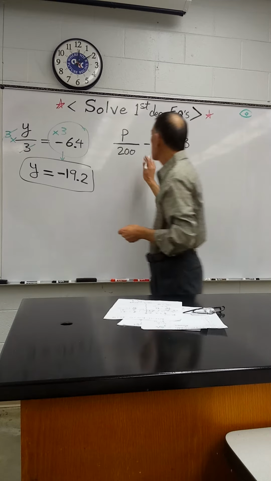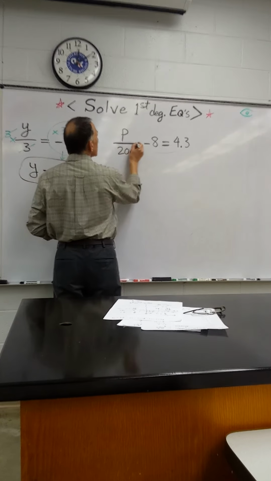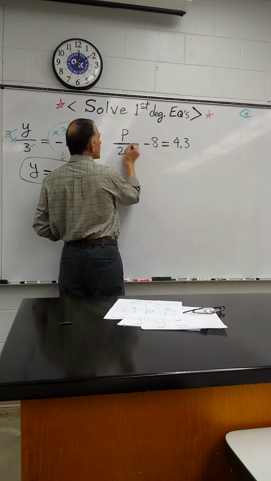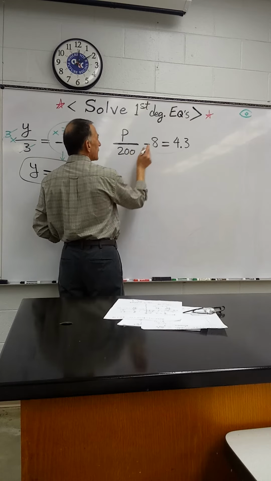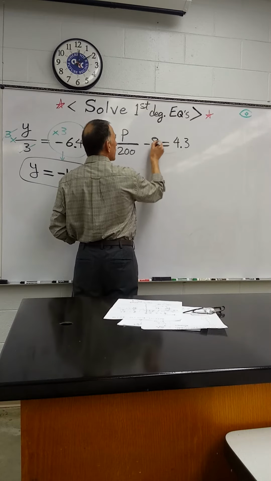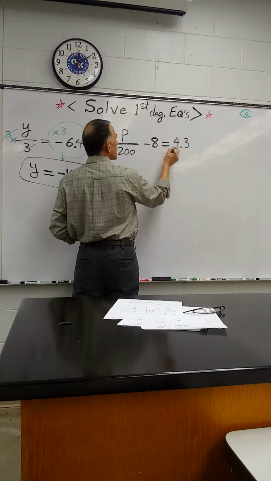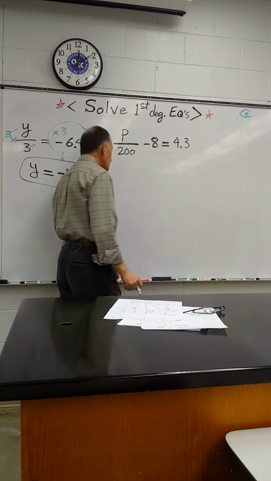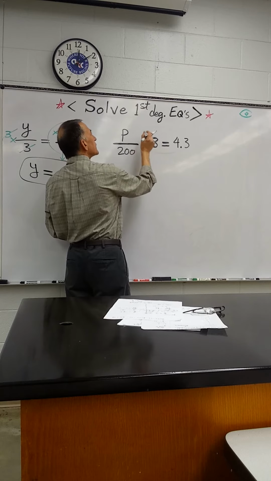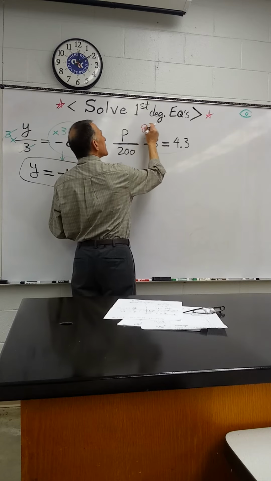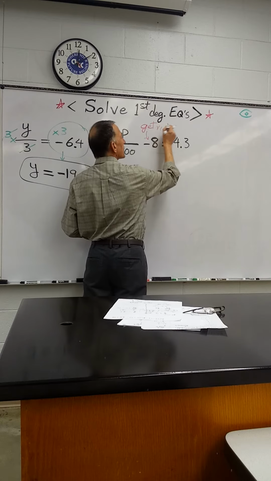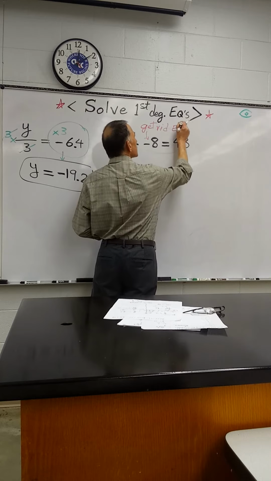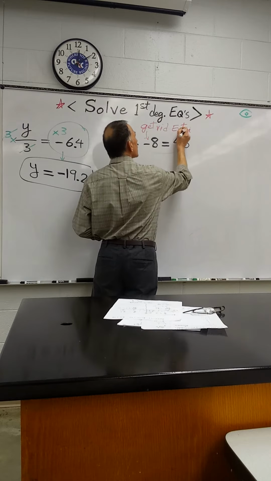Alright, let's go to work, and here's what we're going to do. The unknown is P over 200 minus 8 equal to that number, 4.3. So because we have the extra term, we're going to get rid of it. So first, get rid of the extra term. Get rid of the extra. So that's the extra term we want to get rid of.